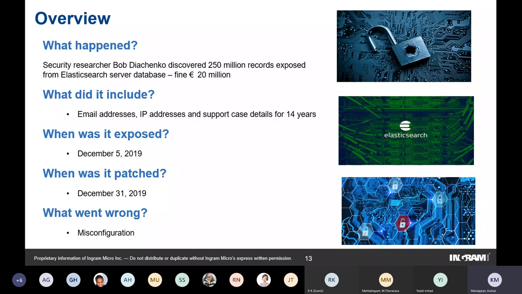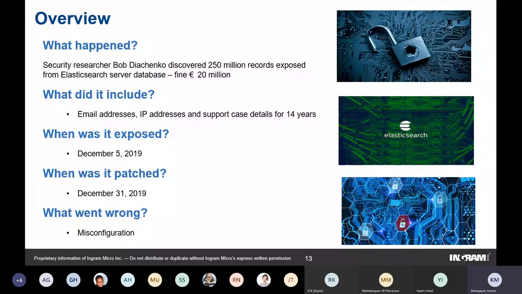And Elasticsearch is more and more in the news due to the data analytics and other things which are pumped in, which requires a lot of data. So this was an Elasticsearch server database which was storing people information, which was used by an acquiring company who was doing people data research.